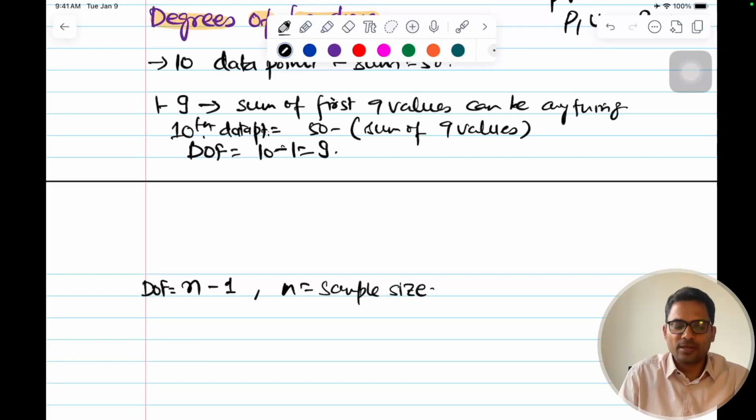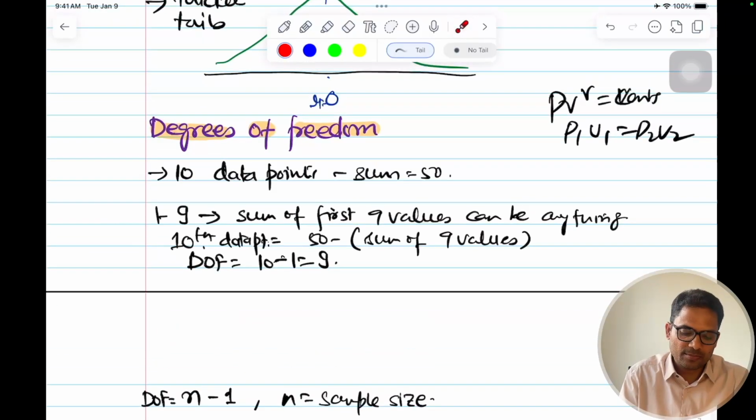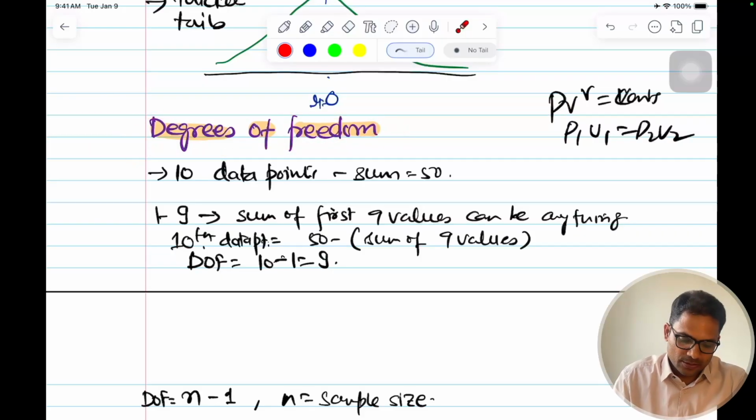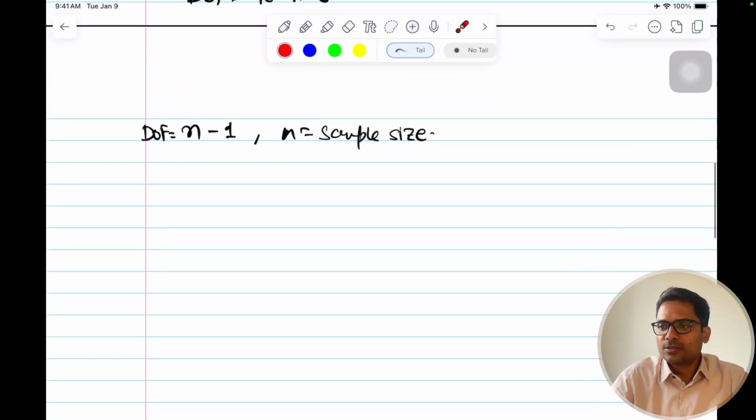I hope degrees of freedom is clear. This is a very important concept that will come whenever you talk about the t-distribution, and in other places also you will see degrees of freedom. This will keep on coming. Okay, so once this is clear, let's see the distribution.